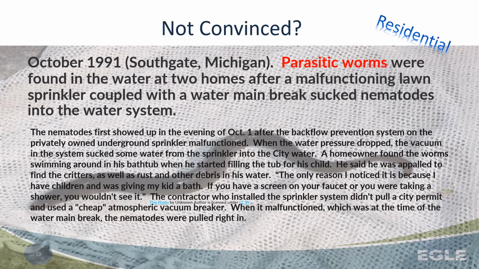With that backflow, we actually had some of these parasitic worms called nematodes sucked into the plumbing systems, and they were noticed when one of the homeowners actually went to fill their bathtub for their child. And lo and behold, there were some worms as well as other debris that were in the tub. This just goes to show that even if it's just one or two households impacted, this is an example of that backflow leading to potentially very risky problems.